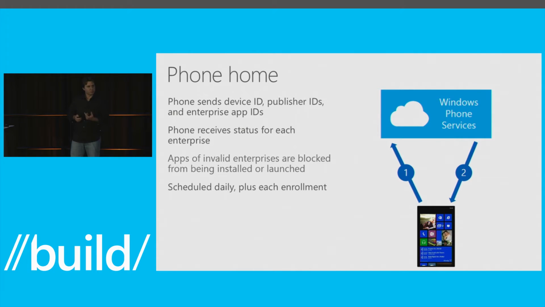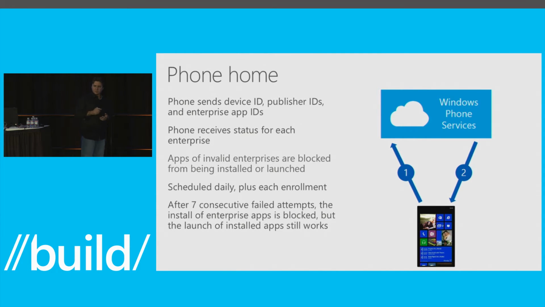The phone home itself is once per day, scheduled by the system to be once per day. Plus, each time you enroll in a new enterprise, it'll go ahead and phone home to check the status. As I mentioned before, the company hub APIs also allow applications to trigger this if there's a need. Because it's important to our ecosystem to have this functionality, after a certain number of failures, we will go ahead and block the install of other enterprise applications on the phone until such time as it can connect back to the service and check on those statuses. We want to maintain a level of integrity in the ecosystem, and this kind of shutdown allows that to happen.